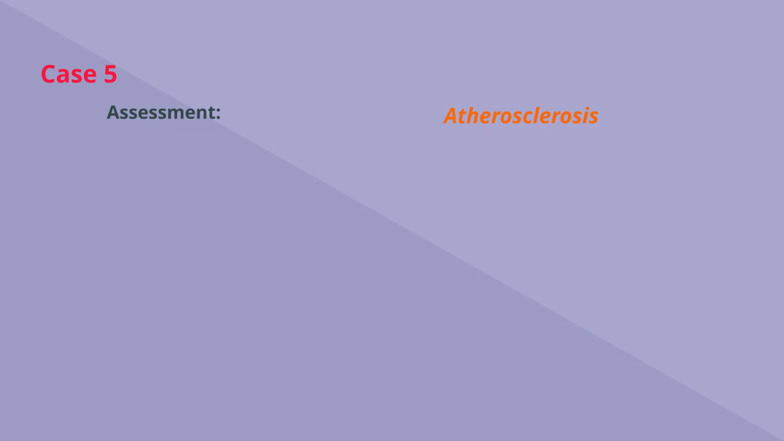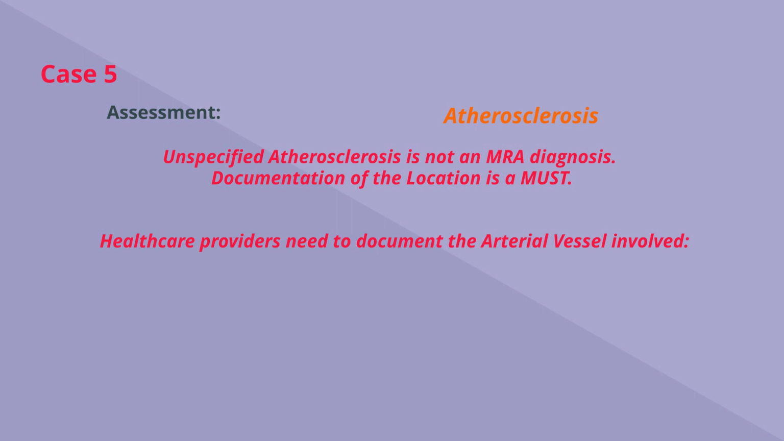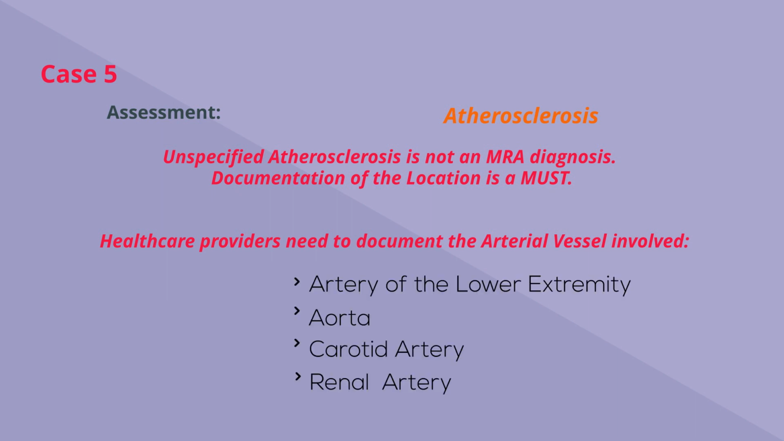Documented like that, atherosclerosis will be coded as unspecified atherosclerosis, which is not a risk adjustment diagnosis. That is why the healthcare provider must report the location of this condition. He needs to document the arterial vessel involved, such as artery of the lower extremity, aorta, carotid artery, renal artery.